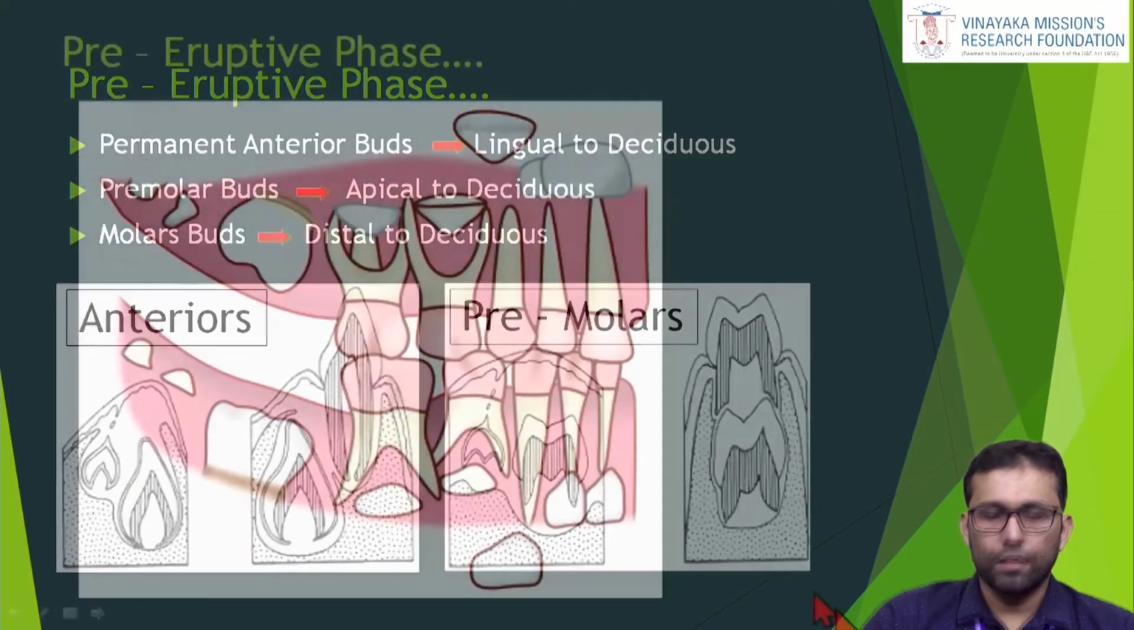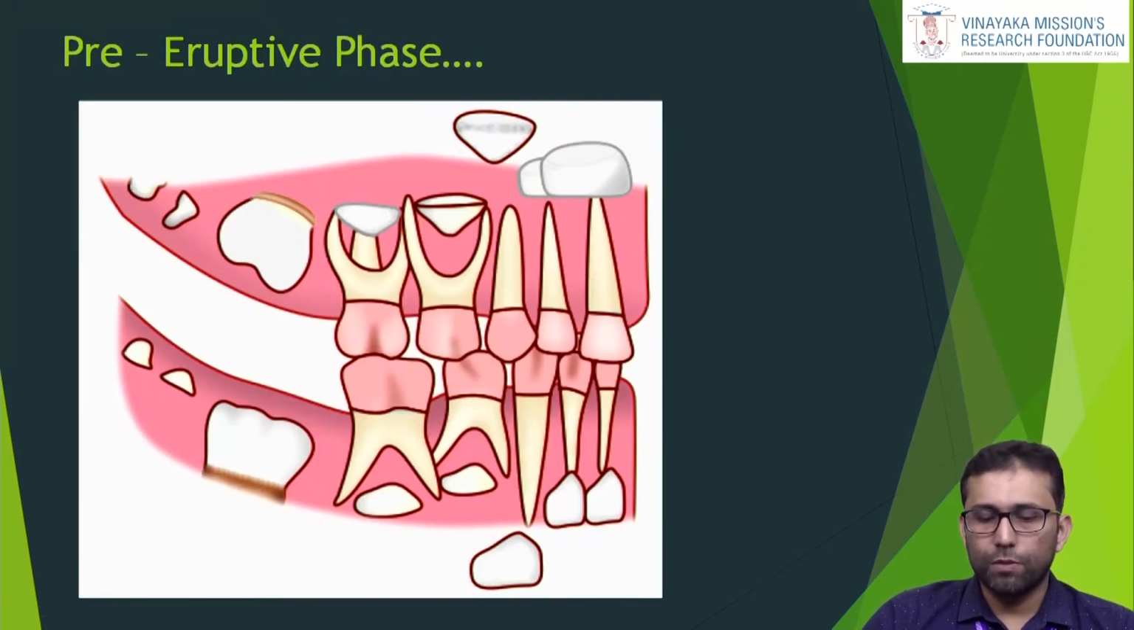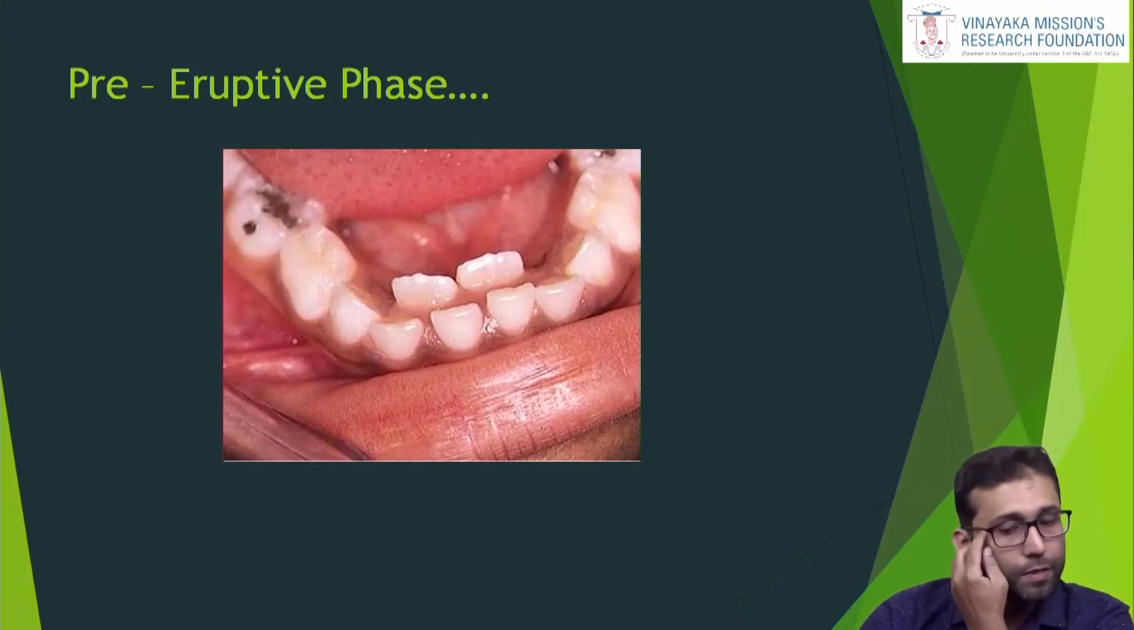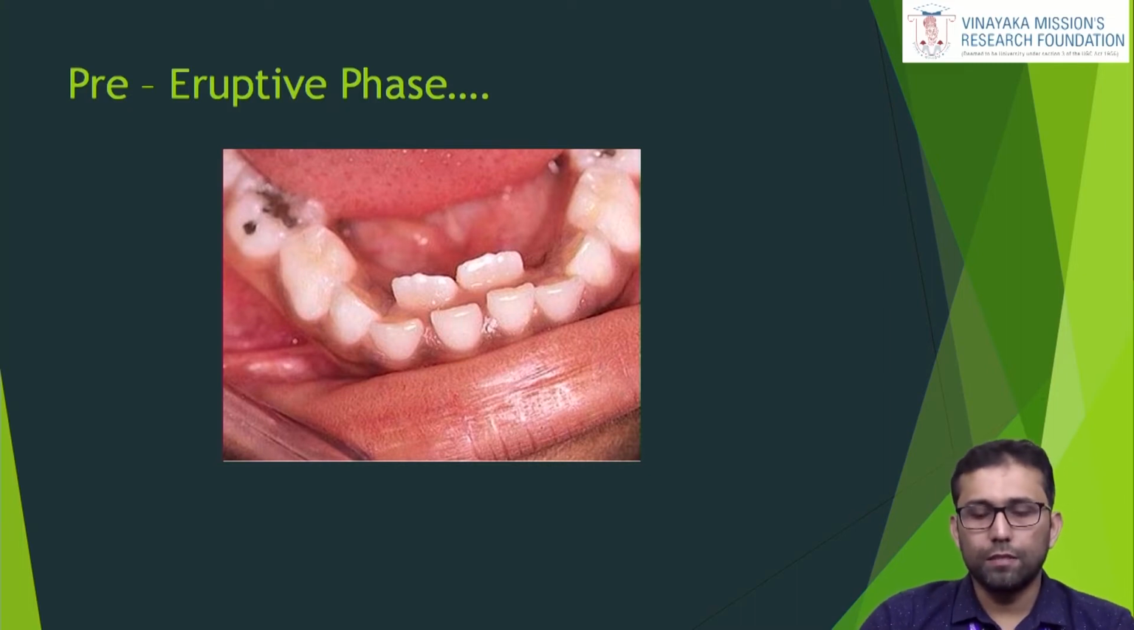In the pre-eruptive phase, this is the conclusion of whatever I told. You will see that the molar tooth bud is distal to the deciduous tooth bud, whereas the incisor is present lingually, whereas in the premolar area the bud is present right under the roots of the deciduous molars. So this is a clinical example for the same which I told. As I told, the permanent incisors will erupt lingually. You will see the permanent incisors erupting lingual to the deciduous incisors, that is lower or mandibular incisors, what you are seeing in the clinical picture.